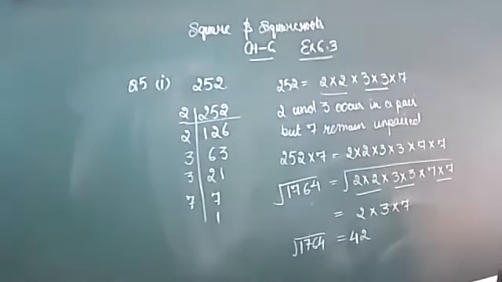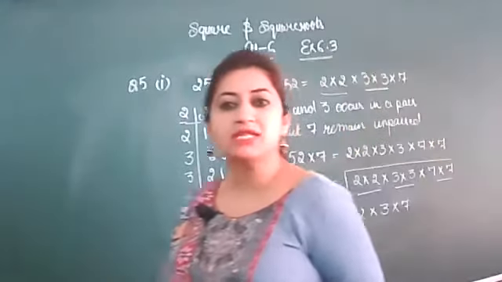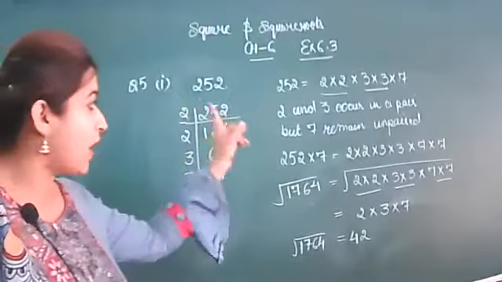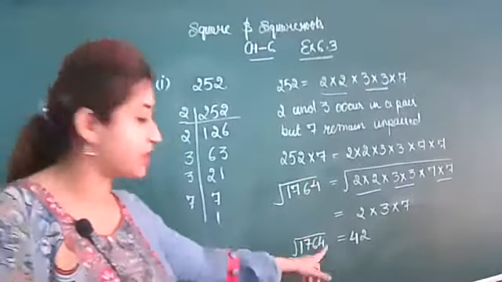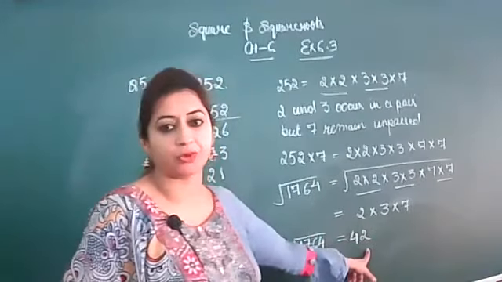Any doubt, beta? Earlier, this number was not perfect. So to make it a perfect square number, we found the number 7. After multiplying it with 7, this number is surely a perfect square number. This is a perfect square number and the square root is 42.